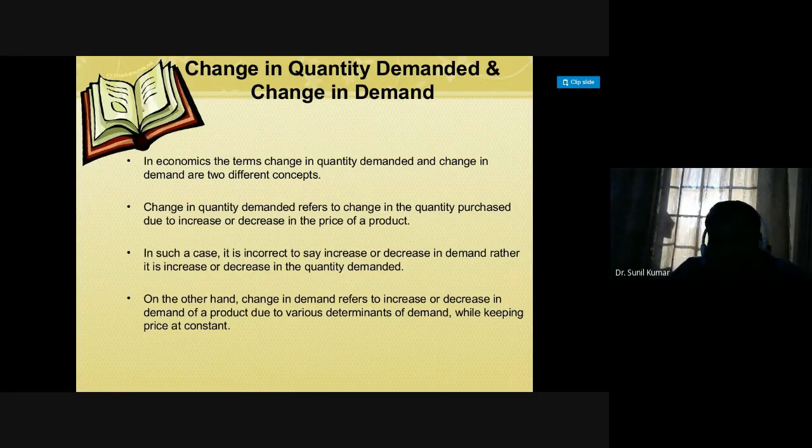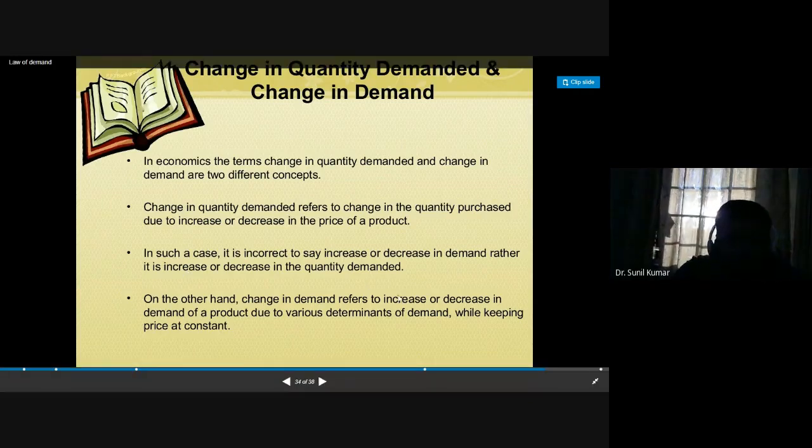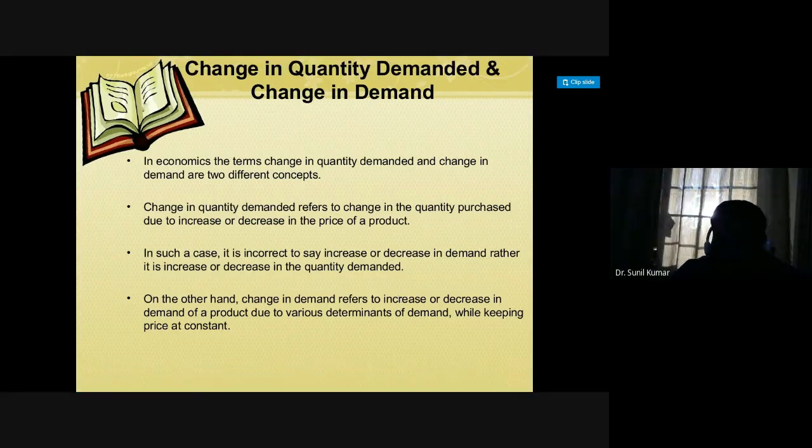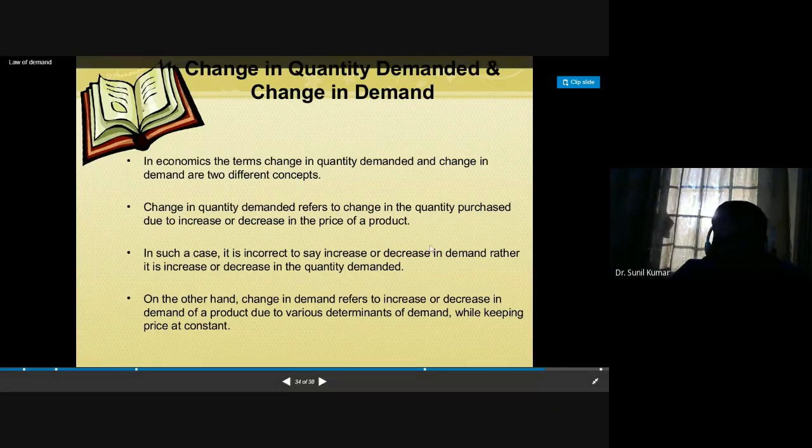when the word change is used with quantity demanded, it directly means that something has changed due to the cost, due to the price, or due to other factors, because we already studied that some other factors also increase or decrease the demand.